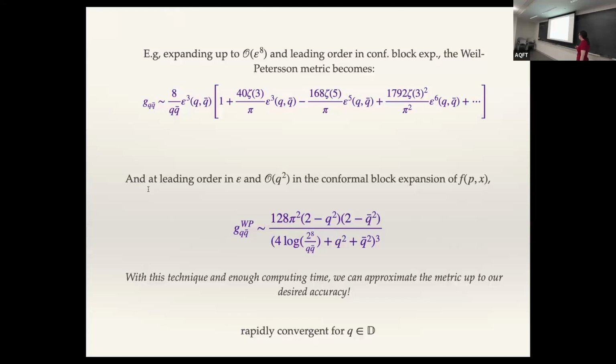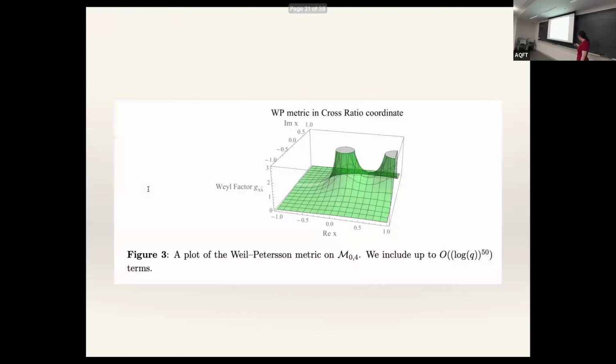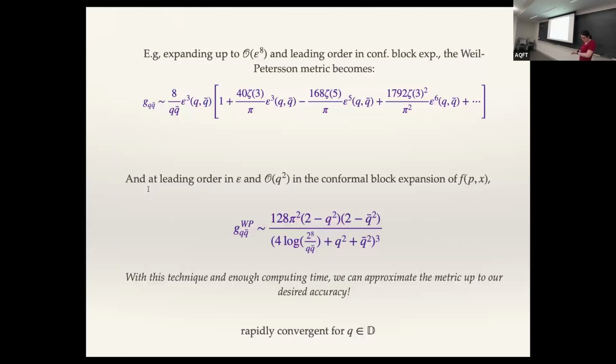So with this technique and enough computing time, we can approximate the metric up to our desired level of accuracy. But as I'll show you with some plots, this is very rapidly convergent for Q in the unit disk, so we don't actually need to go very high in this conformal block expansion to get something which is converging to certain analytically known quantities. Okay, so I'm going to show some plots now.